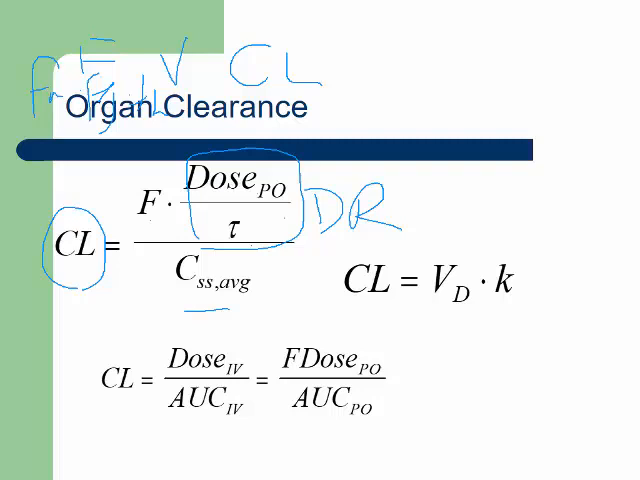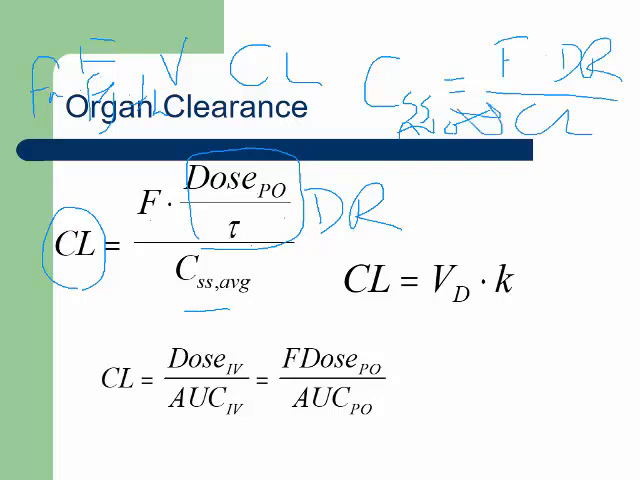It's just a rearrangement of our good old CSS average is equal to bioavailable dose rate over clearance. We've just switched out these two factors. This is mathematically correct, but we just don't want to think that clearance is determined by these things, because it isn't. Is clearance determined by bioavailability? No. Is clearance determined by CSS average? No. Is clearance determined by dose rate? No. How about this one? This one you use a lot, don't you?